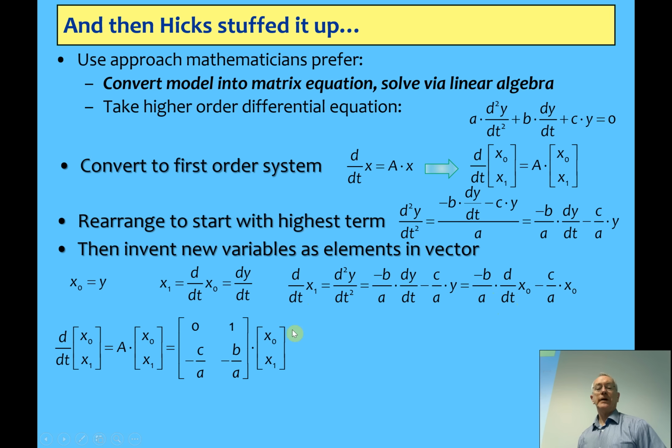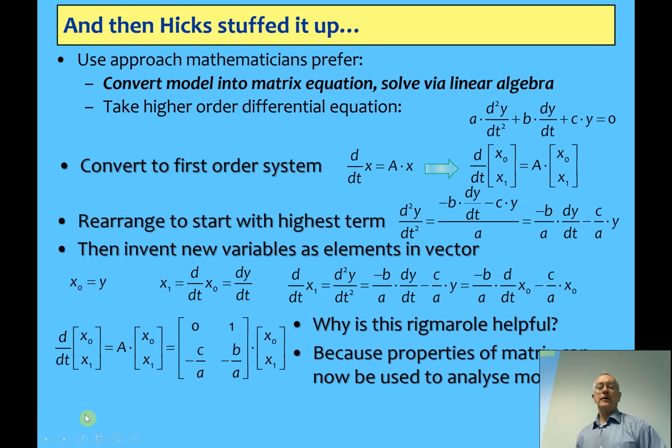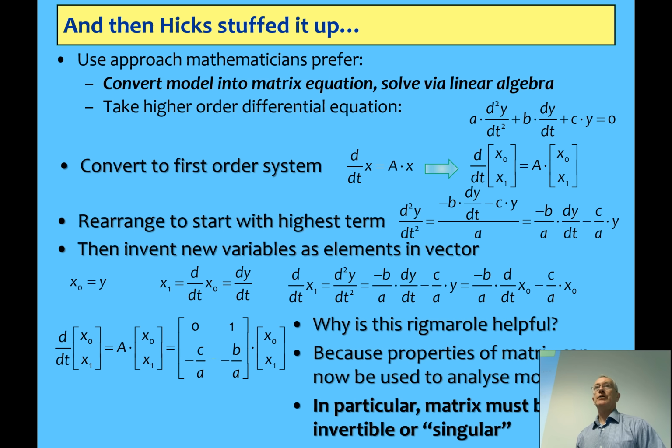Looking messy overall, but now let's put that into matrix terms. So you know how to multiply a matrix: you multiply the rows by the columns. So you get 0 times x0, plus 1 times x1 coming out of here, and minus c over a times x0, minus b over a times x1. Now that's a messy process to go through. But what it means is you can now say what's going to happen with this model using the properties of this matrix. And one thing which is essential for this to be a genuine model is you must be able to invert. You must not be able to invert the matrix.